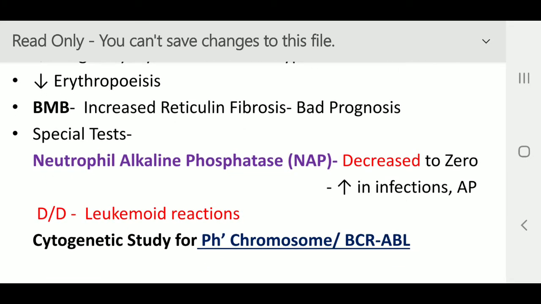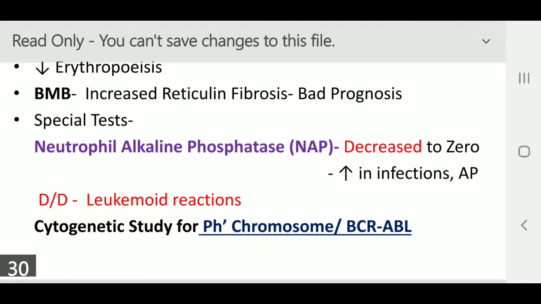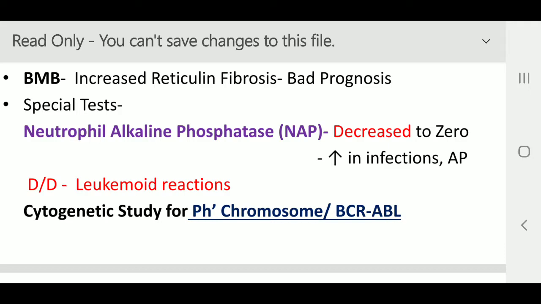enzyme of a normal neutrophil, is decreased to 0 in case of CML, whereas it is increased in cases of infection and in cases of leukemoid reactions. The important differential diagnosis of CML is leukemoid reaction. In leukemoid reaction, as in CML, you have an increase in the granulocyte precursors, but basophilia and the presence of blasts are absent in peripheral smear, and neutrophil alkaline phosphatase is raised. Why? Because in leukemoid reactions the cells are normal, they are not malignant, hence the enzyme is also normal.